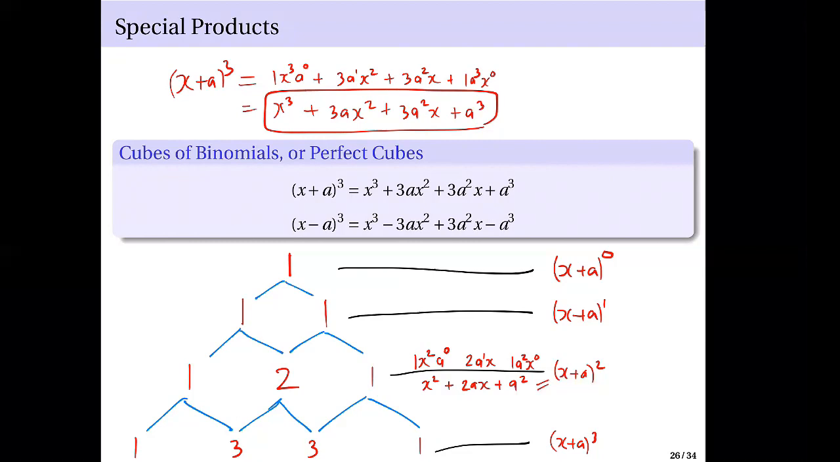You can do the same thing in the fourth power, x plus a to the 4. So you go down the Pascal's triangle here. You can go down there. So you will have 1, and then 1 plus 3, that's 4. 3 plus 3, that's 6 in here. 3 plus 1, that's 4 again, and then the 1 there. Okay?